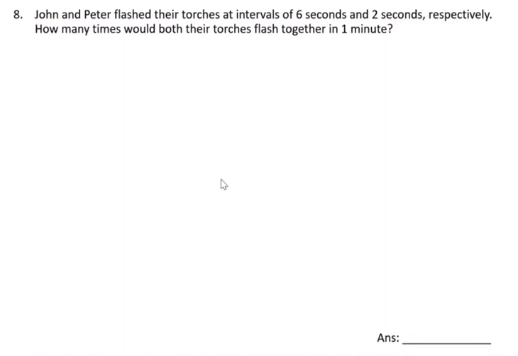Okay, now the same thing. John and Peter flash their torches at intervals of 6 seconds and 2 seconds, respectively. So how many times would both their torches flash together in 1 minute? You know that John is 6 seconds because of the word respectively: the first one goes to John, the second one refers to Peter.